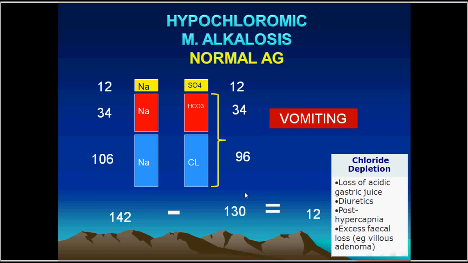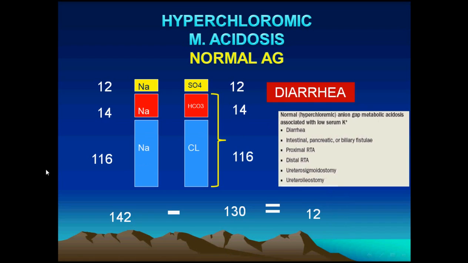So we have seen that metabolic alkalosis can occur with high anion gap, low anion gap, and normal anion gap. When you come to the second part, which is metabolic acidosis, this is the most common one. We usually talk about this. We do not talk about alkalosis in this way, but we have to remember it.